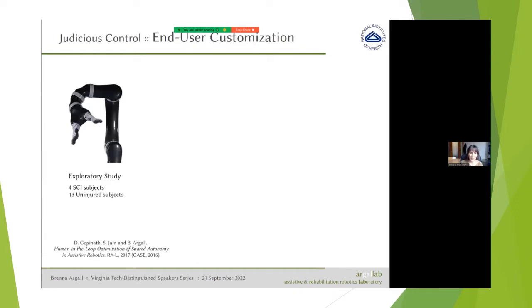a couple of years ago with our robotic arm. This is an exploratory study with 4 spinal cord injury subjects and 13 uninjured subjects. What we were looking at was this control arbitration function. This is used a lot within the field of assisted or shared control robotics. The idea is that this y-axis alpha is dictating how much control lies with the human versus the autonomy. And the 2 control signals are just being linearly blended according to this piecewise function.